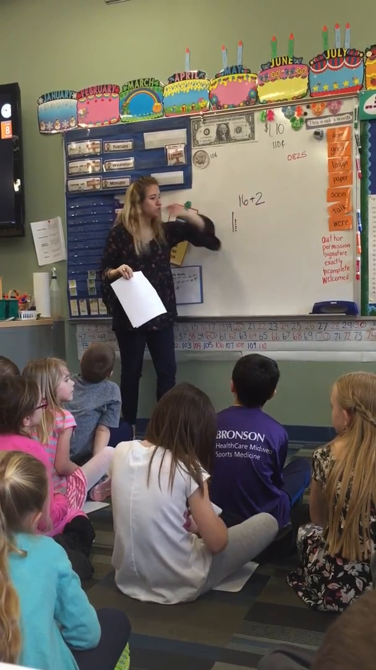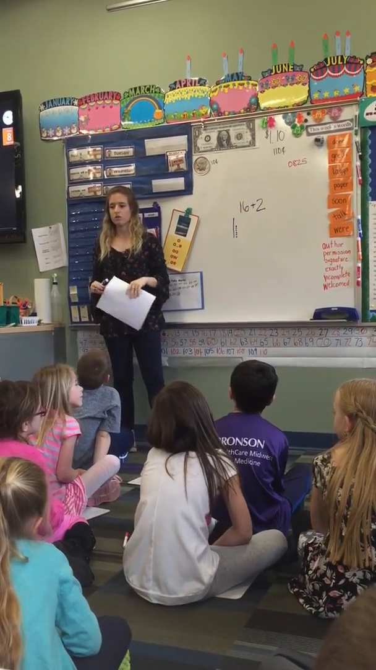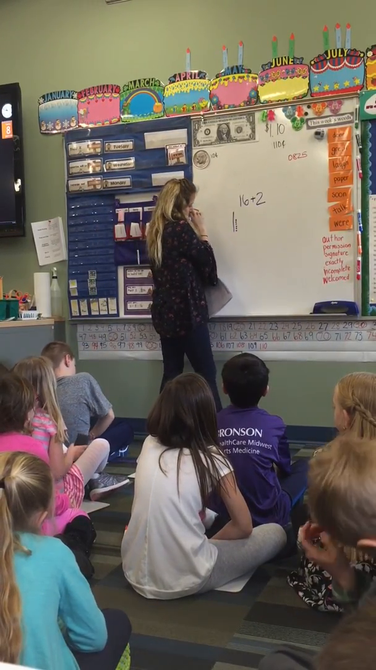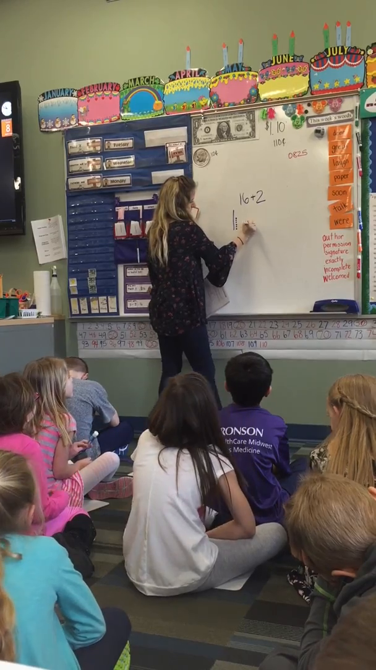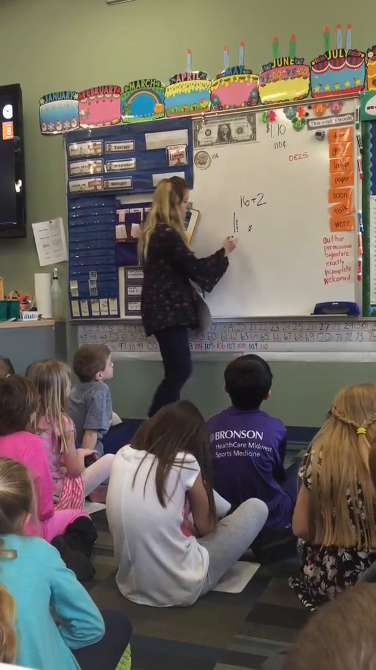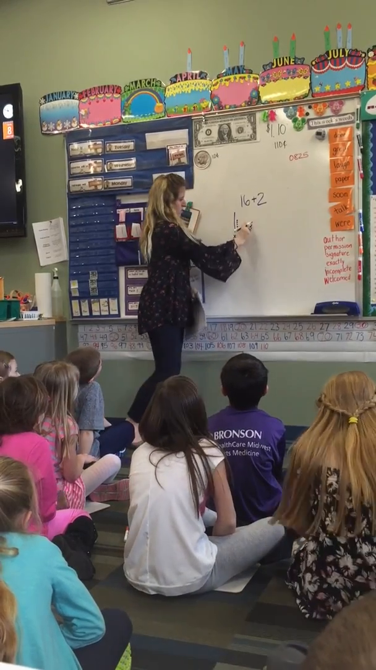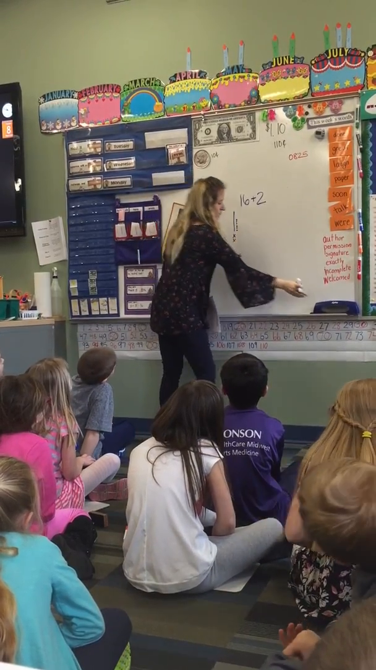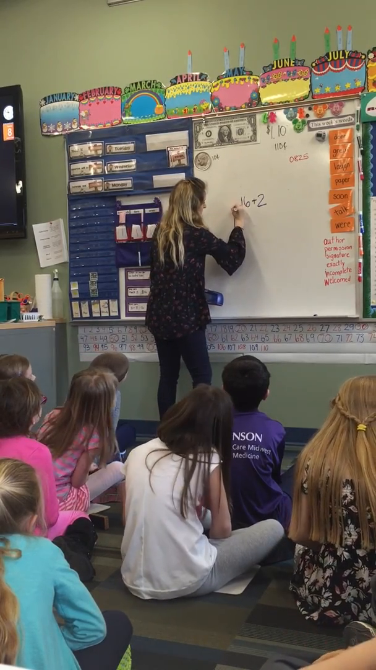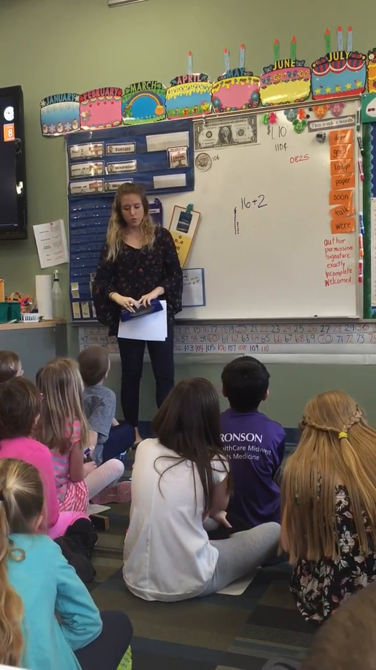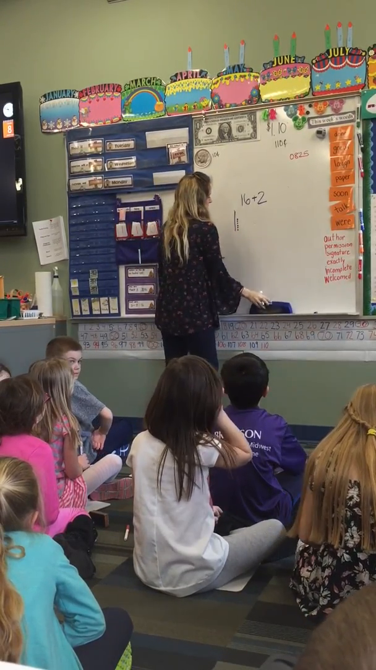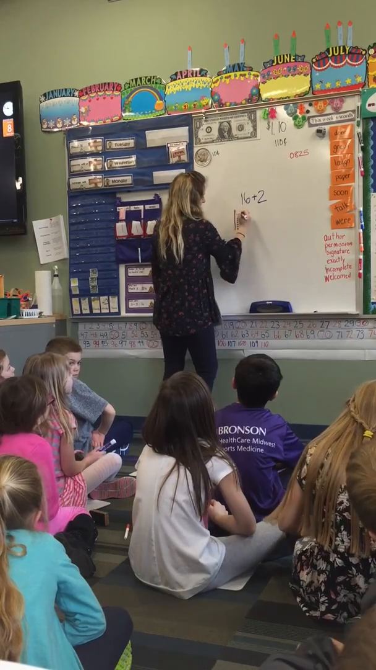So if we're going to add the 2 in, what do we use? X's. That's where the X's come in. So my question is, am I going to put the 2 X's over here? No. Am I going to put them under there? No. Can I put them above the 10? No. Where do those need to go? Above the dots. Above the 6 dots. Yes.